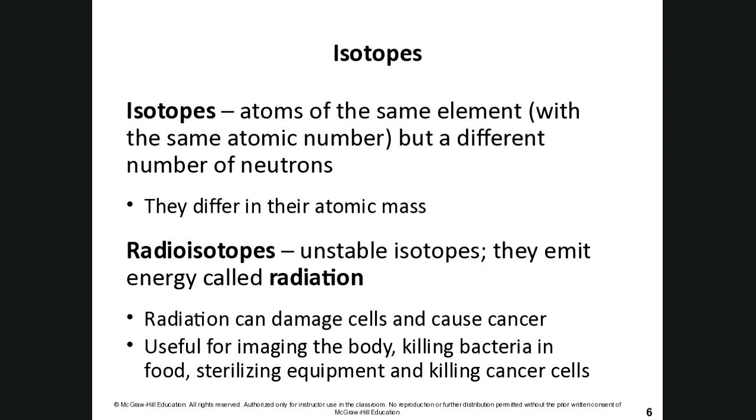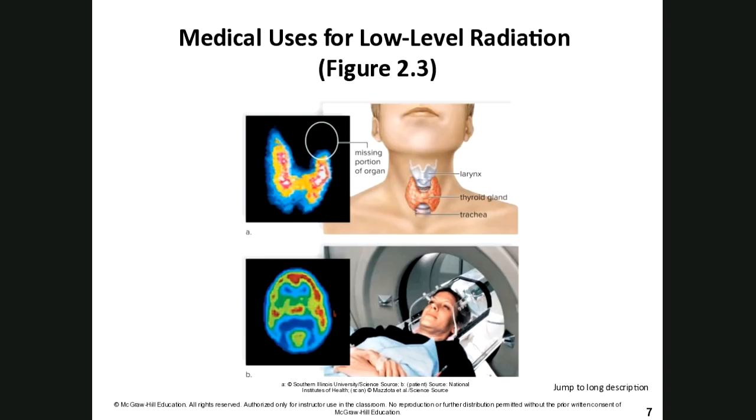So radiation can damage cells, and it can cause cancer because it causes the internal portion of the cell, the instructions of the cell, to be lost. However, we can use radioisotopes for imaging the body, killing bacteria, sterilizing equipment, and the radiation that we use to kill cancer cells is also done through radioisotopes.